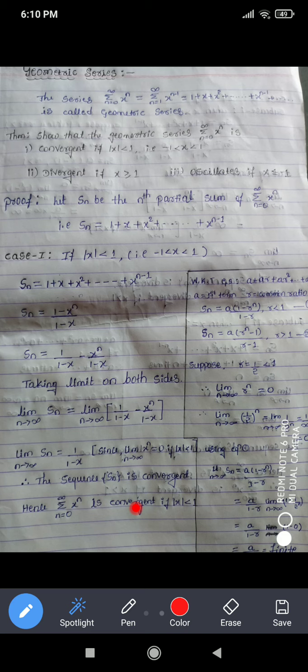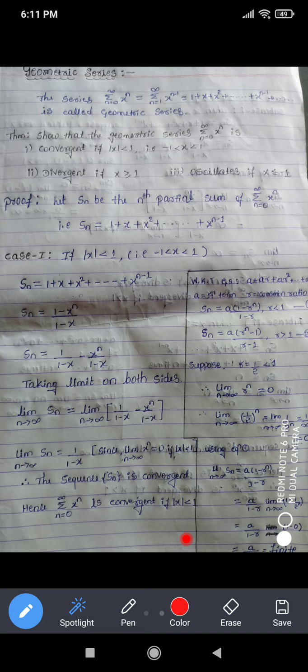Hence, the summation n equal to 0 to infinity of x raised to n is convergent if the condition is modulus of x less than 1. So when modulus of x is less than 1, we can say that the series is convergent.